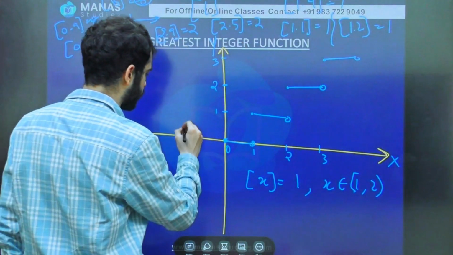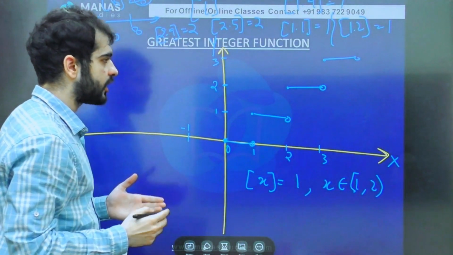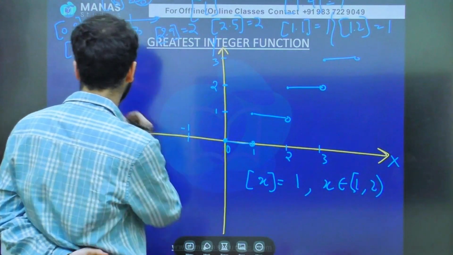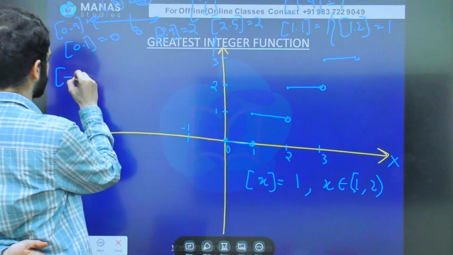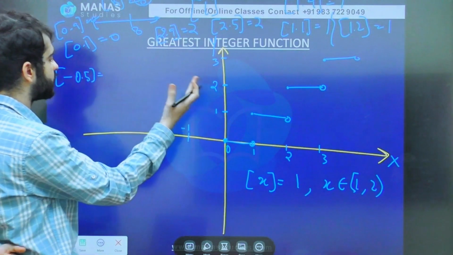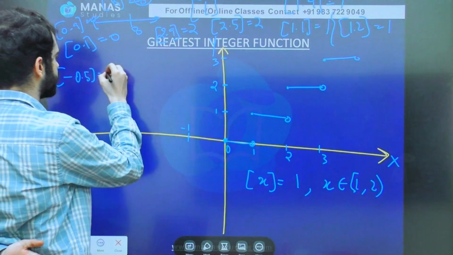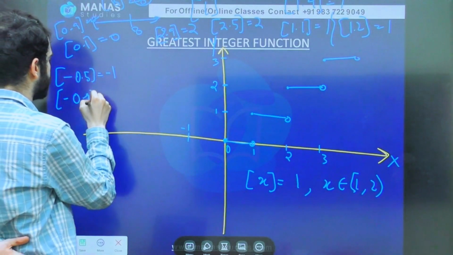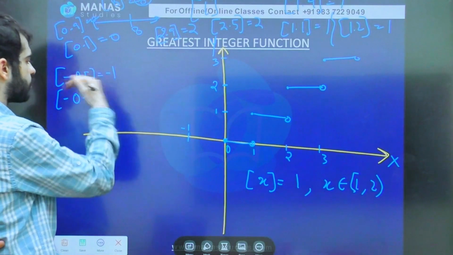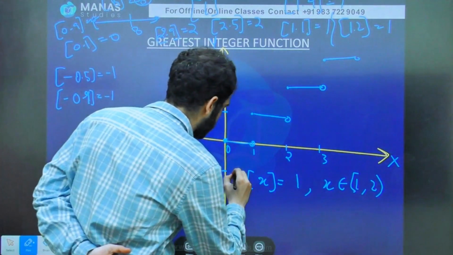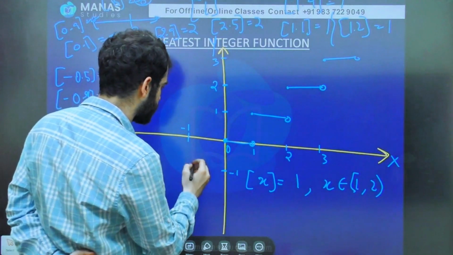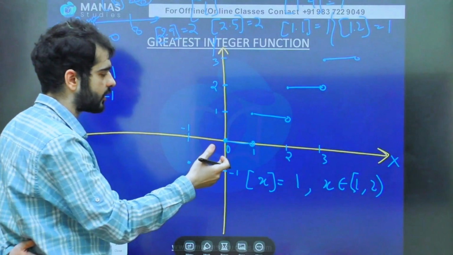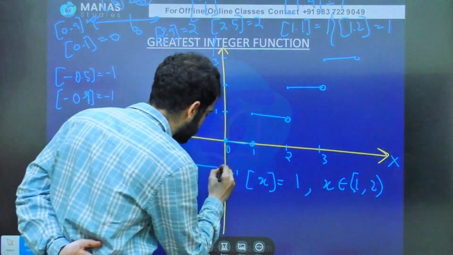Now if you're moving towards the negative part, if I input any number between minus 1 and 0, let's say minus 0.5, then the output would be the greatest integer on the left hand side, that is minus 1. And if I input any other number, let's say minus 0.9, then also I'm going to get minus 1. Since the output in this interval is going to be minus 1, if I input minus 1, still I'm going to get minus 1. But at 0 I'm not going to get minus 1. At 0 I'm going to get 0. So 0 has to be excluded.